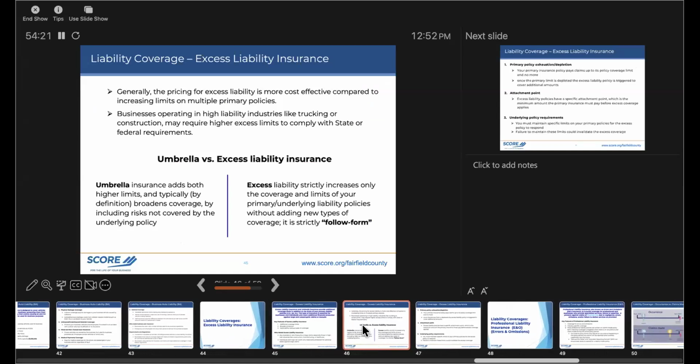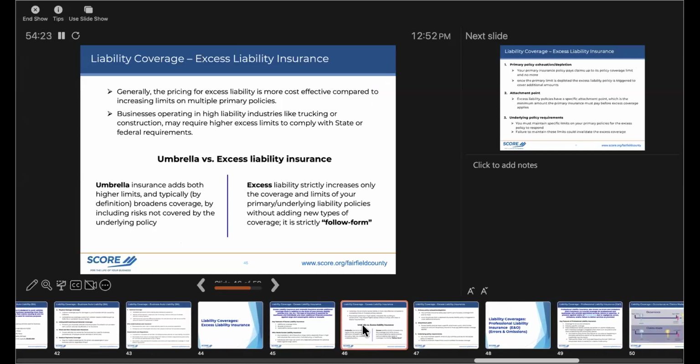Umbrella versus excess, very quickly. An umbrella policy, like the name says, will cover you for more limits and possibly for more coverage than you have on that primary layer. Excess will provide you more limits, but will only cover you for the coverages that you have below it in the primary layer. So it's called follow form. It follows the form beneath it.